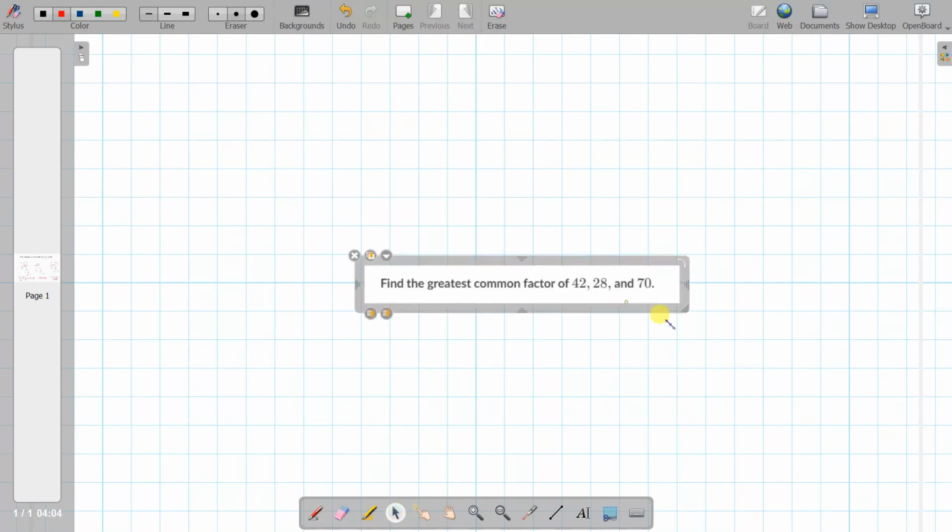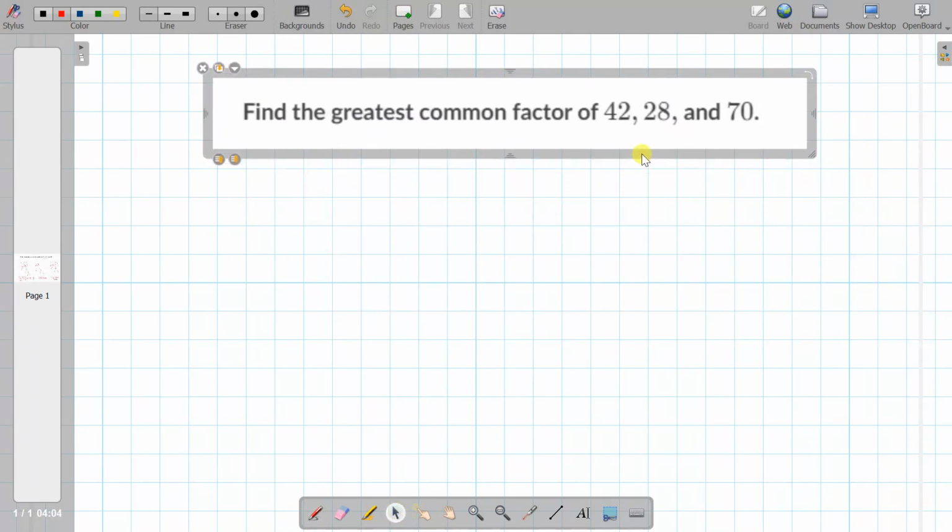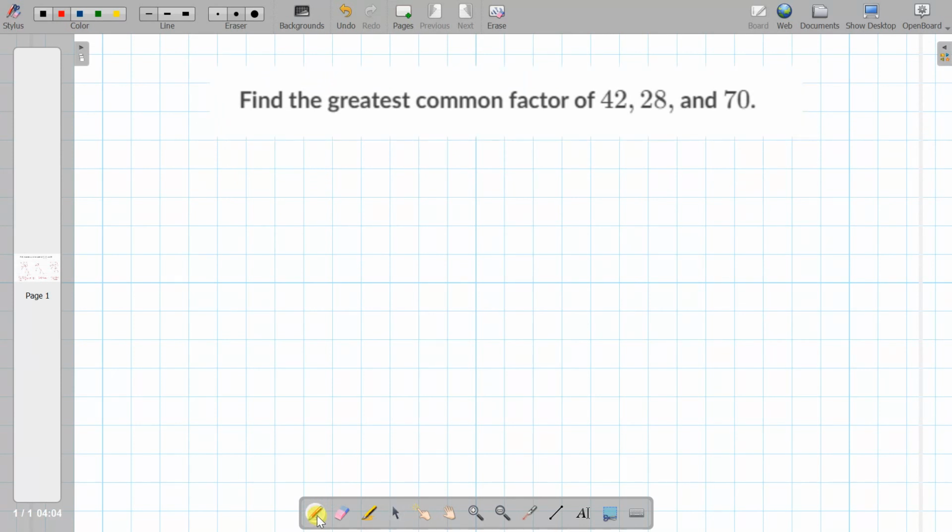Find the greatest common factor of 42, 28, and 70. So 42 can be broken down into 2 and 21, and 21 can be broken into 3 and 7. So 2 times 3 times 7 is 42.